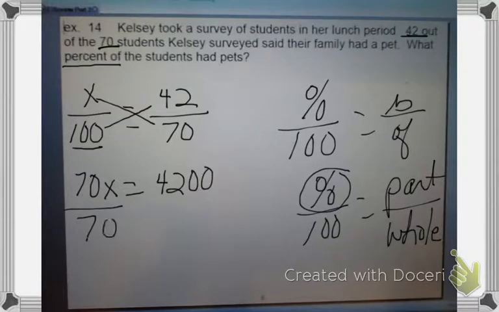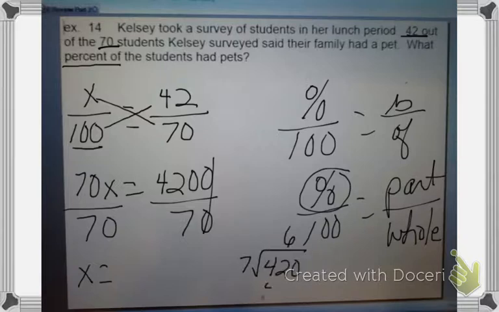Divide by 70 on both sides. I'm going to cancel this 0. Now, I can do mental math here. How many times does 7 go into 42? 6, and there's a 0, so it is 60. If you need to do the long division, you can. And that is 60%. So my answer is 60%.